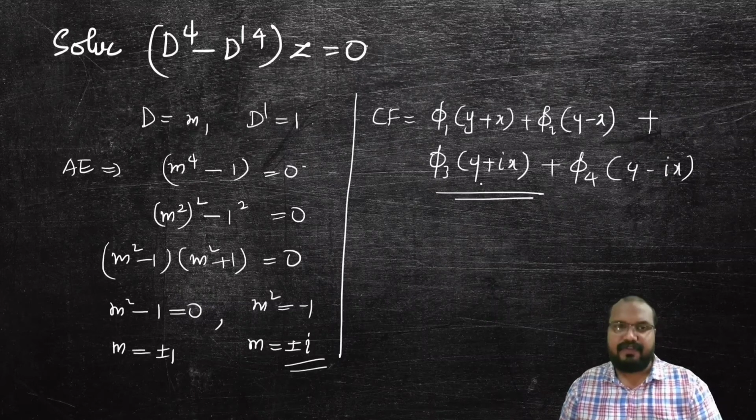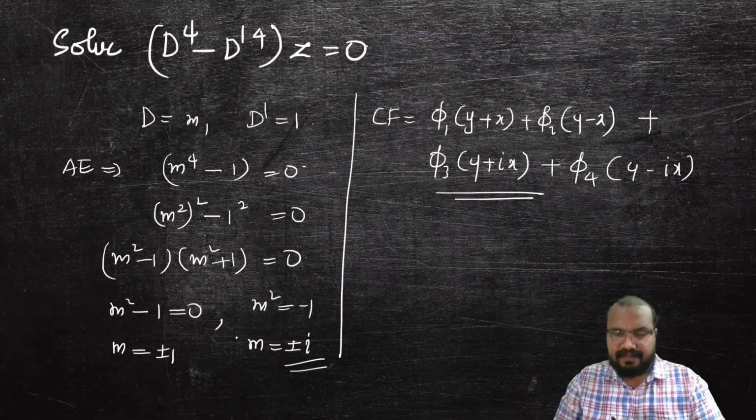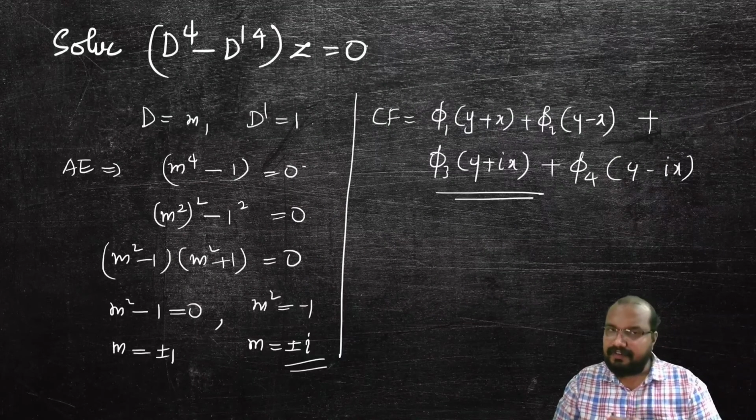Therefore we can write the complementary function CF as phi 1 of (y plus x) plus phi 2 of (y minus x) plus phi 3 of (y plus ix) plus phi 4 of (y minus ix). This is the format to find the complementary function for higher order homogeneous linear differential equations. I hope you understood what I said, and in the next lecture we will deal with a particular solution of this kind of higher order partial differential equations.